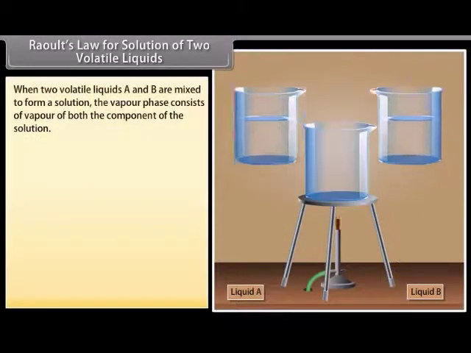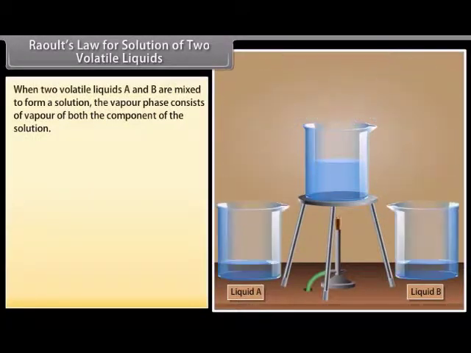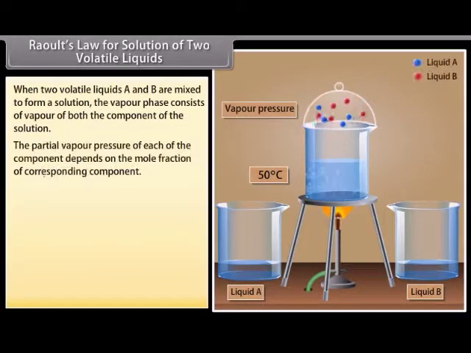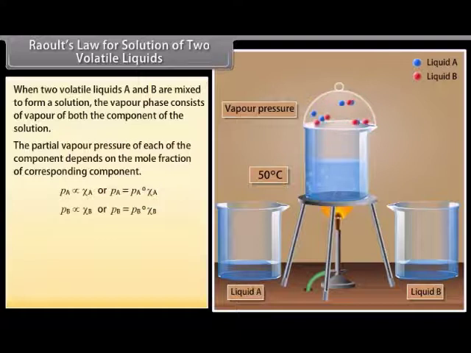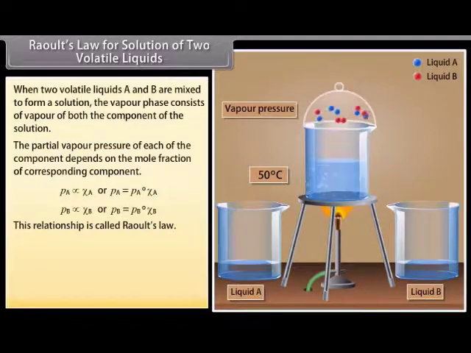Raoult's law for solution of two volatile liquids. When two volatile liquids A and B are mixed to form a solution, the vapor phase consists of vapor of both the components of the solution. The partial vapor pressure of each of the component depends on the mole fraction of corresponding component. PA = P0A XA, and PB = P0B XB. This relationship is called Raoult's law.